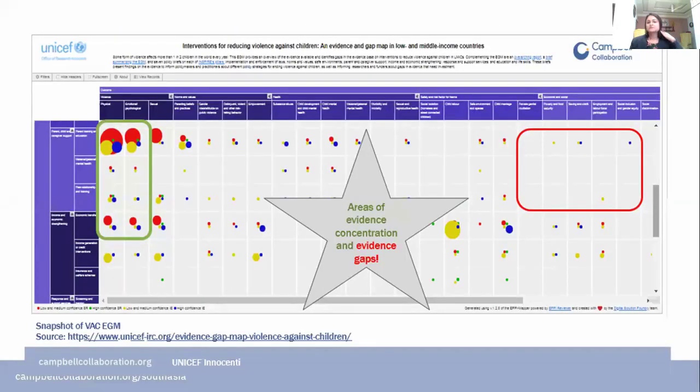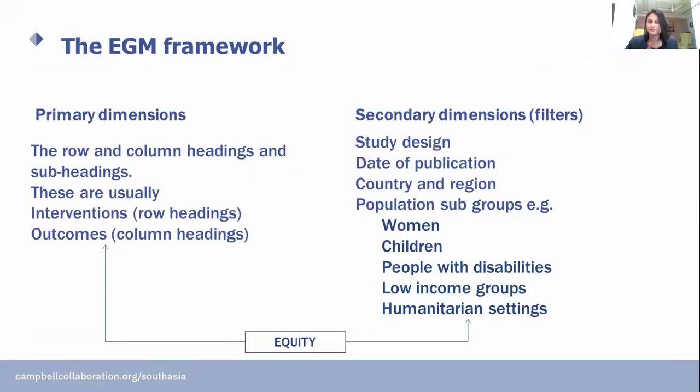Typically, evidence and gap maps are in the form of a matrix of interventions and outcomes, and I'm talking about effectiveness evidence and gap maps here. The main purpose of evidence and gap maps is to highlight the areas of evidence concentration, which I've highlighted here in green, and highlight the areas of evident gaps that you can see highlighted in red. The snapshot that you see here on the screen is from a Violence Against Children Evidence and Gap Map, which was done in collaboration with UNICEF and Ashrita, and I was one of the co-authors.